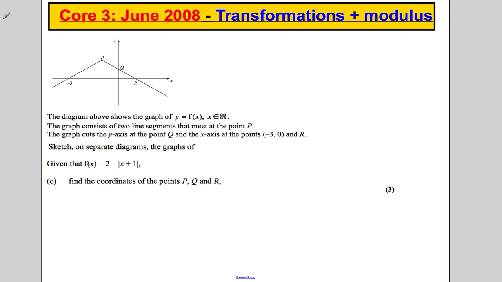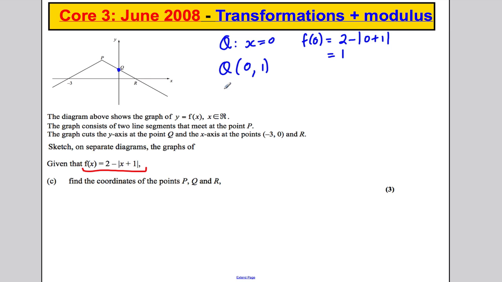Next, we are actually given what function f of x is, it's that, and we're told to find p, q, and r. I'll do a bit of working up here. Let's find the easy ones. Let's find q first of all. At q, x equals 0. So f of 0 is 2 subtract the modulus of 0 plus 1, and the modulus of 1 is 1, and 2 subtract 1 is 1. Therefore q has coordinates 0 and 1. That's easy.